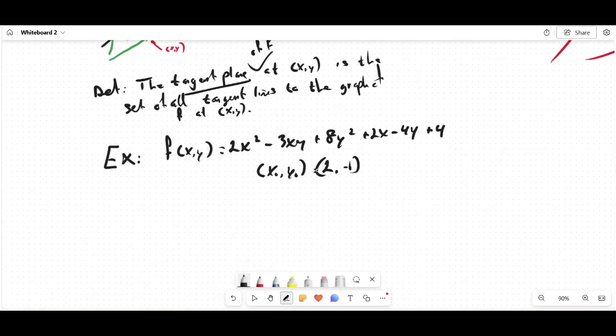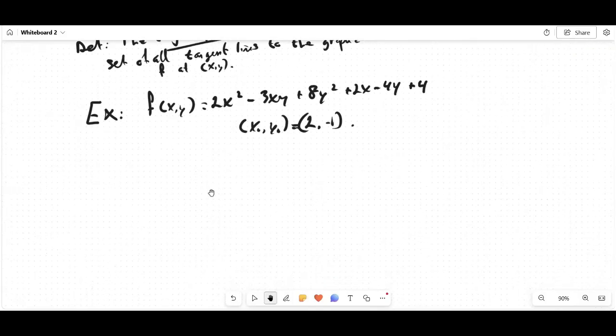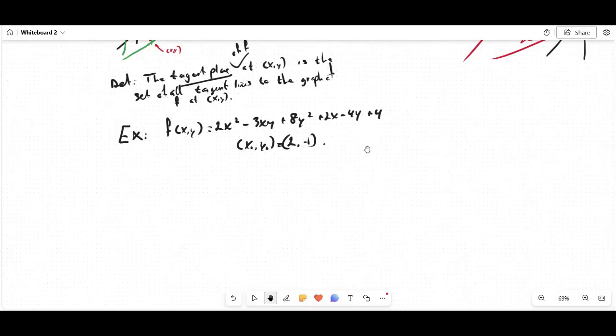I don't want to write these words out, but what it says is, find the tangent plane to the graph of f at the point X initial, Y initial. So we're just going to do everything I just said for this point and this function. All right, let's go right ahead and get to that. So first insight.